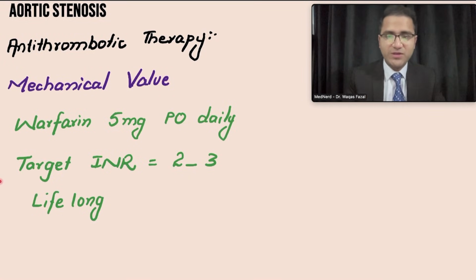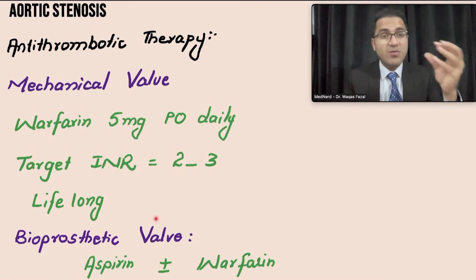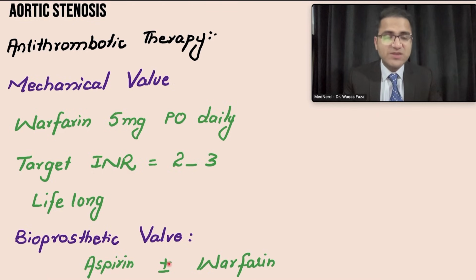If the patient has a bioprosthetic valve, which is rare, a bioprosthetic valve is a valve that is formed from bovine or pigs, that would need aspirin with or without warfarin, because there are fewer chances of thrombotic complications over the bioprosthetic valve. But usually mechanical valves are placed.